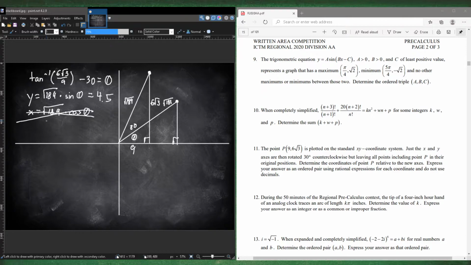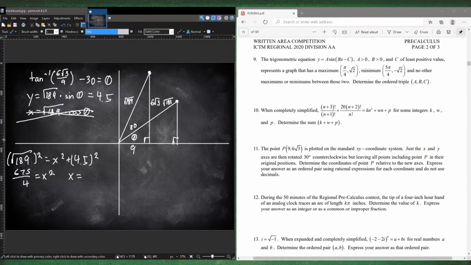Instead, since it's a right triangle, we could just use the Pythagorean theorem. So the hypotenuse squared, √189 squared, is equal to x squared plus y squared, plus 4.5 squared. So then we have 189 minus 4.5 squared. Make it a fraction. So 675 divided by 4 equals x squared. That means our x is equal to the square root of 675 over 4, which is divided by 225.